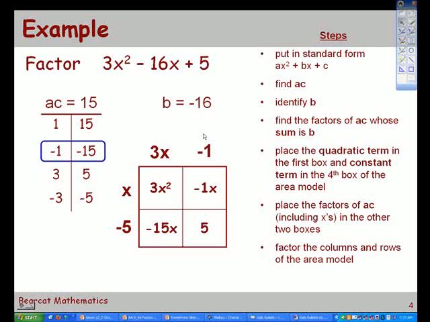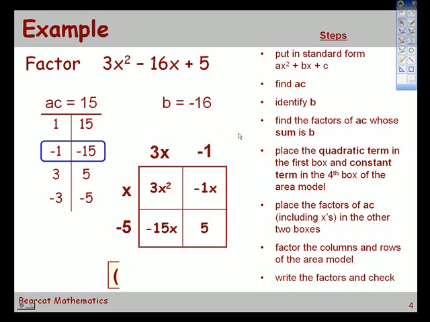We have our solution to the factoring right on the edges of this box. One of the factors is 3x minus 1 right off the top. The other factor is x minus 5 right off the side. That is it.